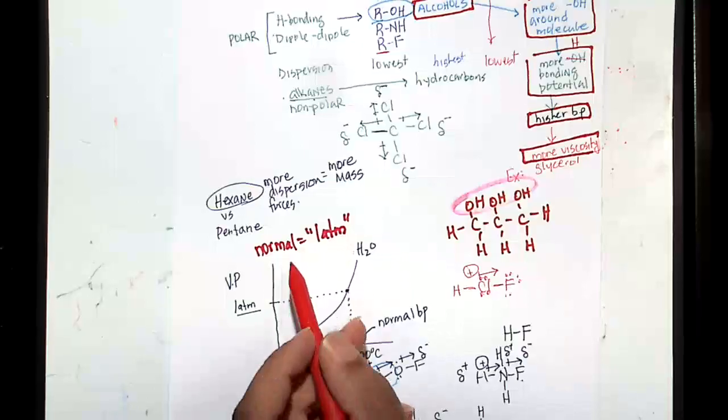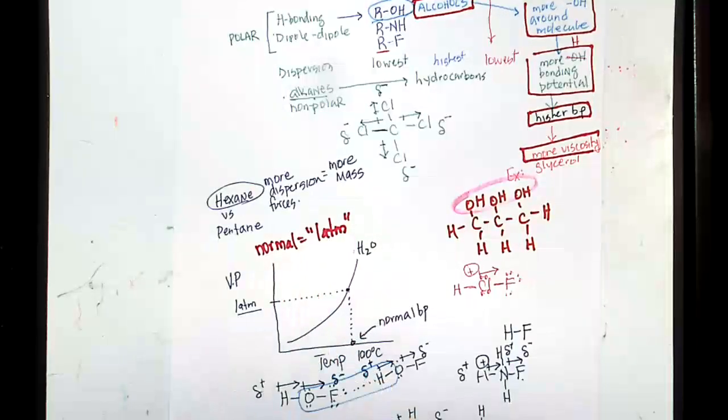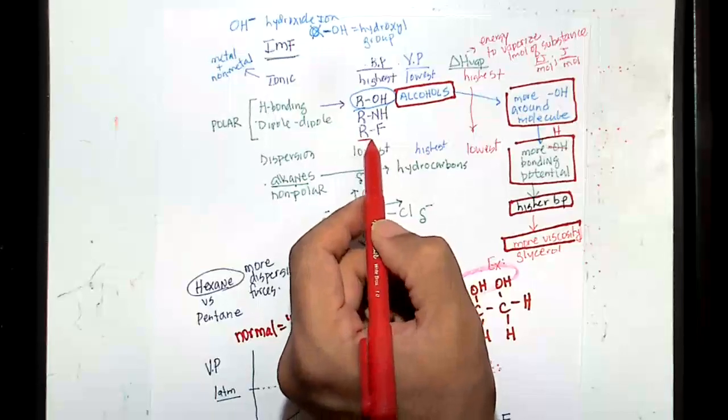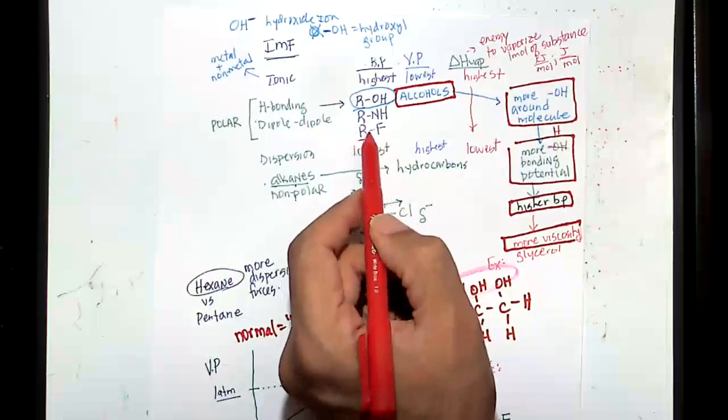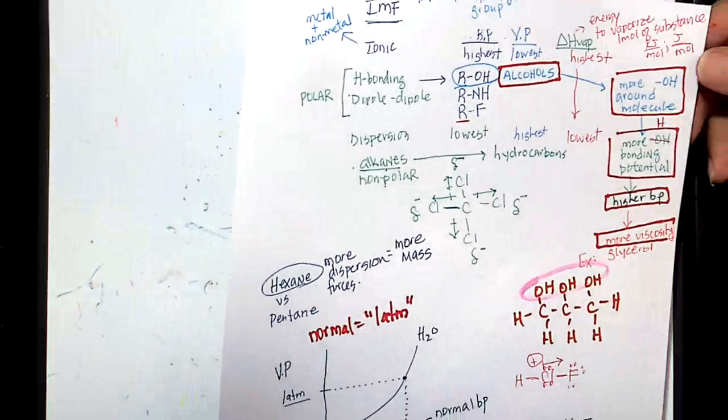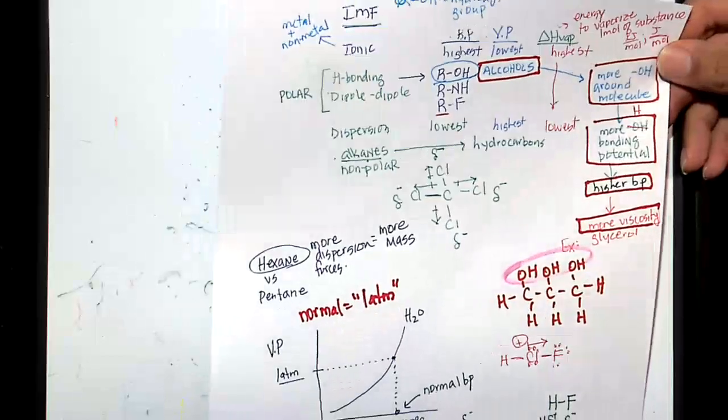All right, let's move on here. So normal is 1 atmosphere. And this R can be hydrogen, but it can also be something else, okay? Let's go ahead here.